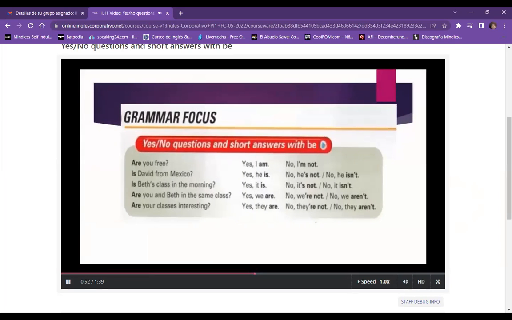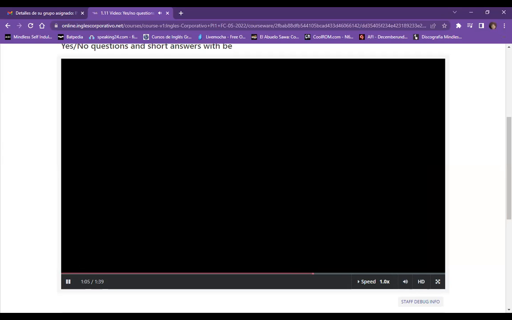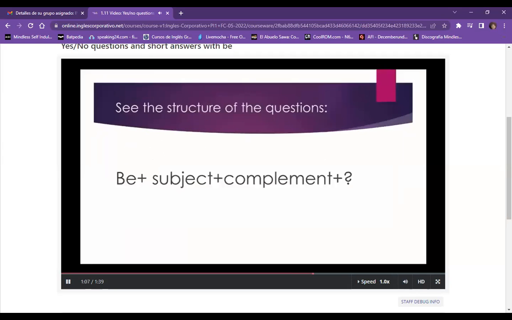Take a look at the questions in the chart again. Are you free? Yes, I am. No, I'm not. Is David from Mexico? Yes, he is. No, he's not, or no, he isn't. See the structure of the questions: B plus subject plus complement plus question mark.